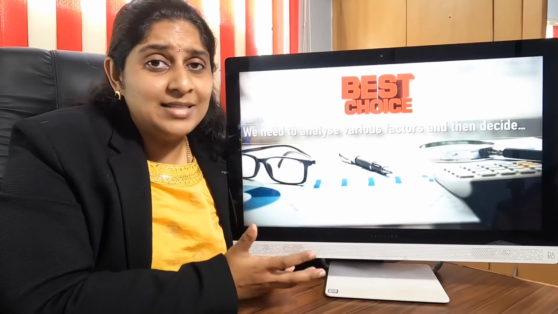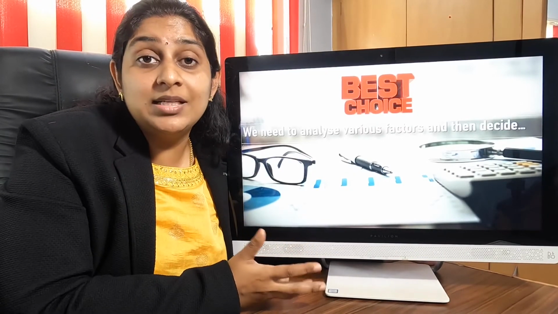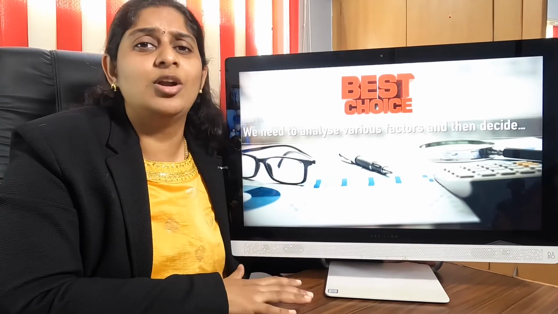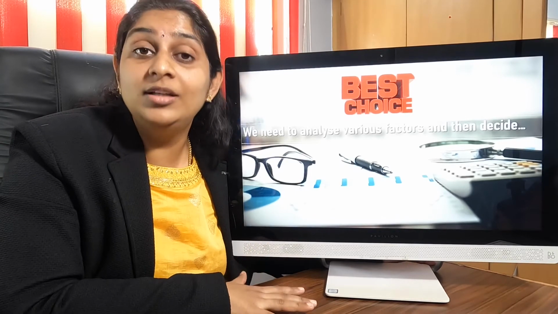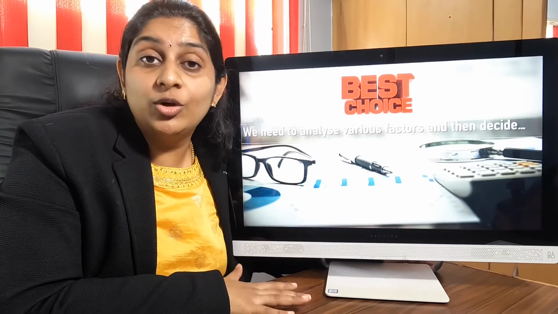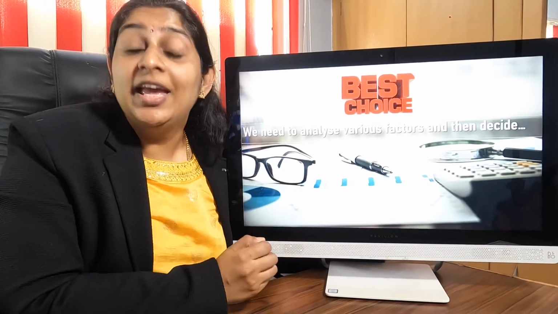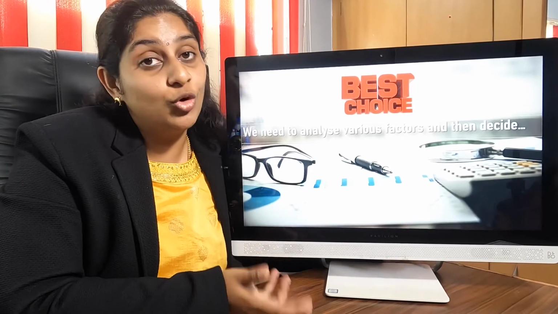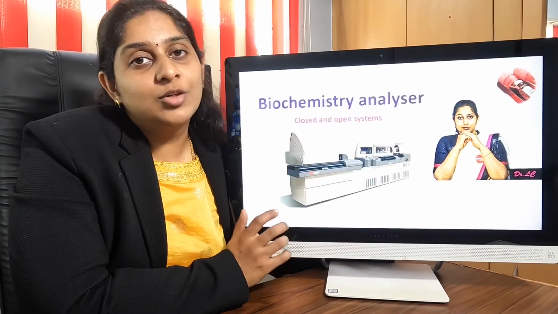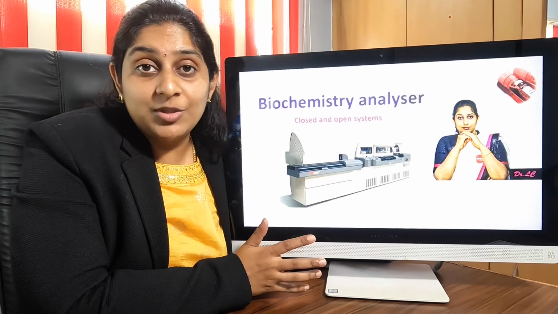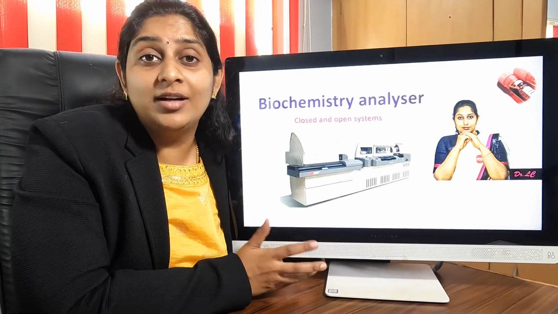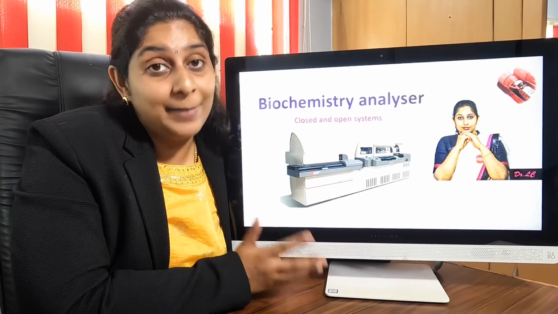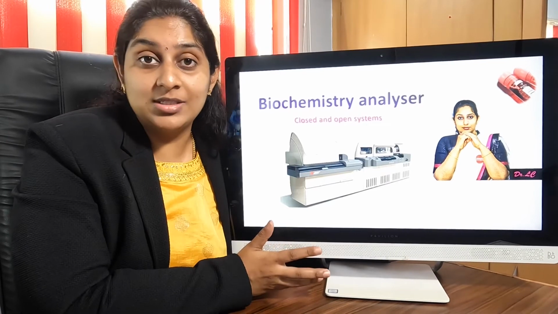There are a lot of other factors also involved in choosing whether you need an open system or a closed system. If you have any doubts, you can definitely contact us to know more. This is about the closed and open system of biochemistry analyzers. Hope you have got an insight about choosing the best analyzer for your diagnostic center.